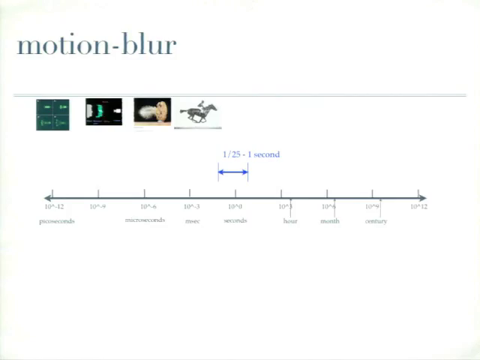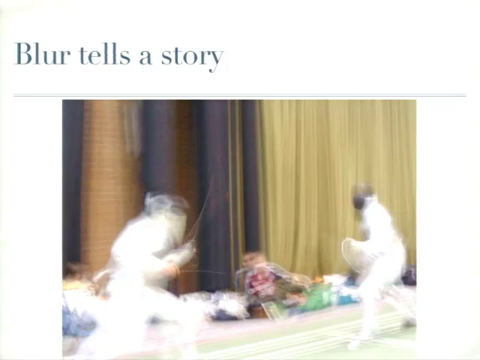So now let's slow it down yet again to telling stories over the timescale of 1/25th of a second down to 1 second. This is the realm of photographic blur. And again, blur tells a story. Here are blurry photos that tell you a story of what's going on over that sort of time scale.